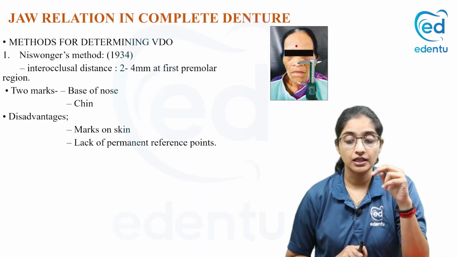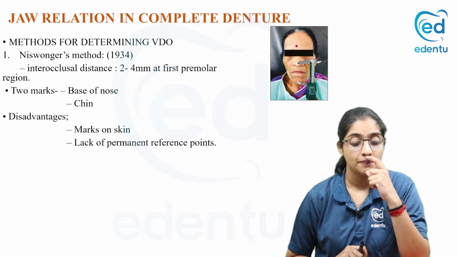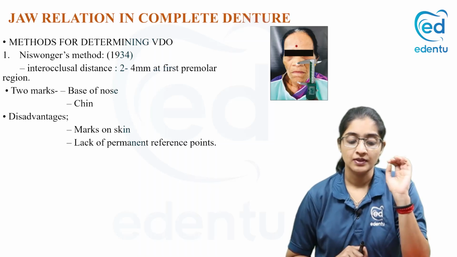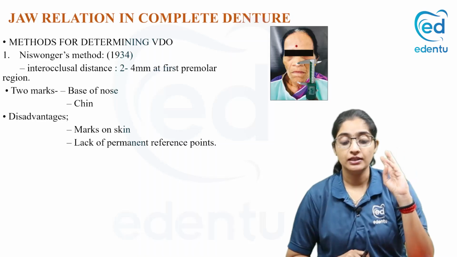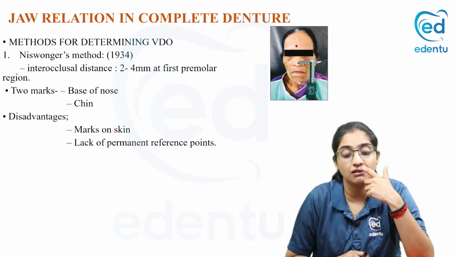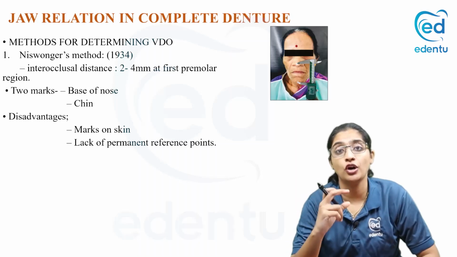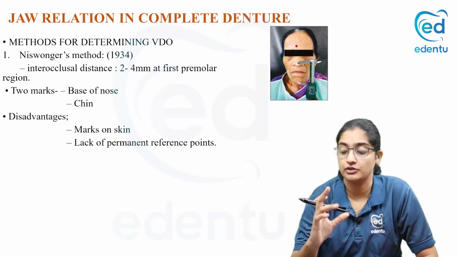You make two markings. One is at the base of the nose and one is at the chin. So, base of the nose and the chin. Disadvantages: now because you are marking on the skin, it can always wear off, and it is not like it is a permanent reference point.